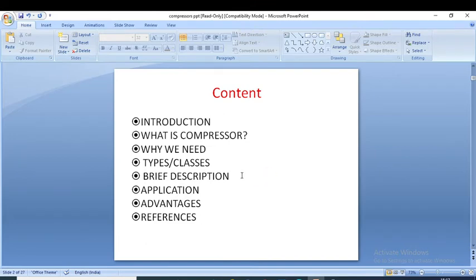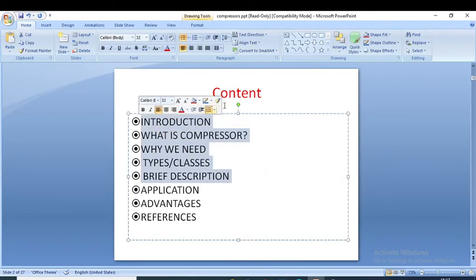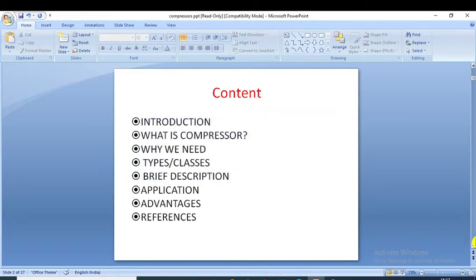So these are the introduction of our today's online section. We are going to see the introduction of air compressor, then what is compressor, then need, then types and classes, and description of it. Okay. So here we are.